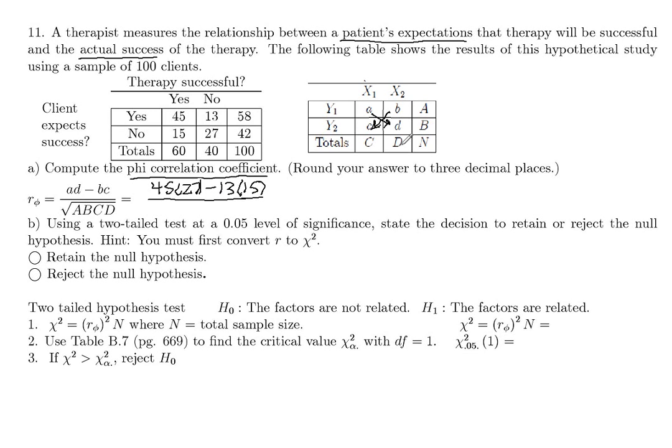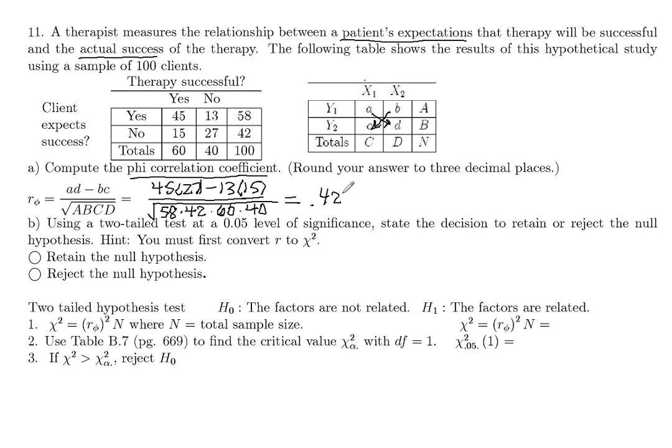The uppercase letters are the numbers along the outside, except for N, which is the grand total. A, B, C, and D are these four numbers here. So on the bottom, we are dividing by the square root of 58 times 42 times 60 times 40. Then just key that into the calculator, and you will get 0.422. So this is a positive correlation between these dichotomous variables.